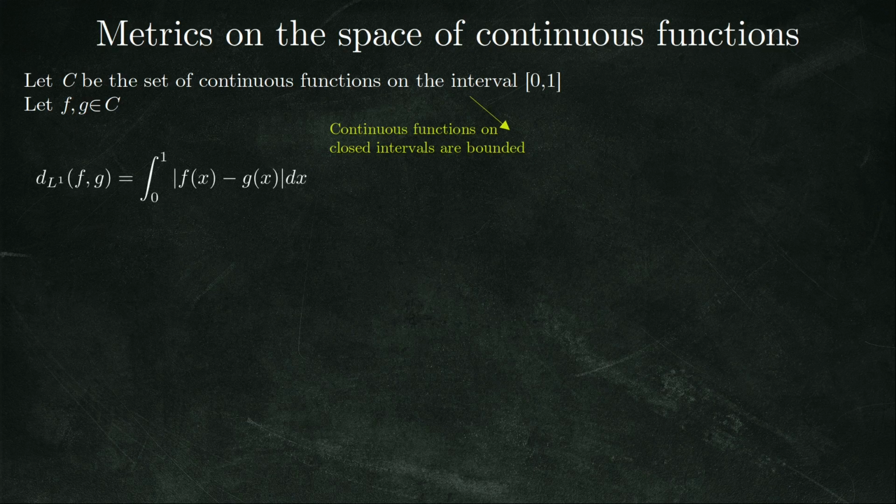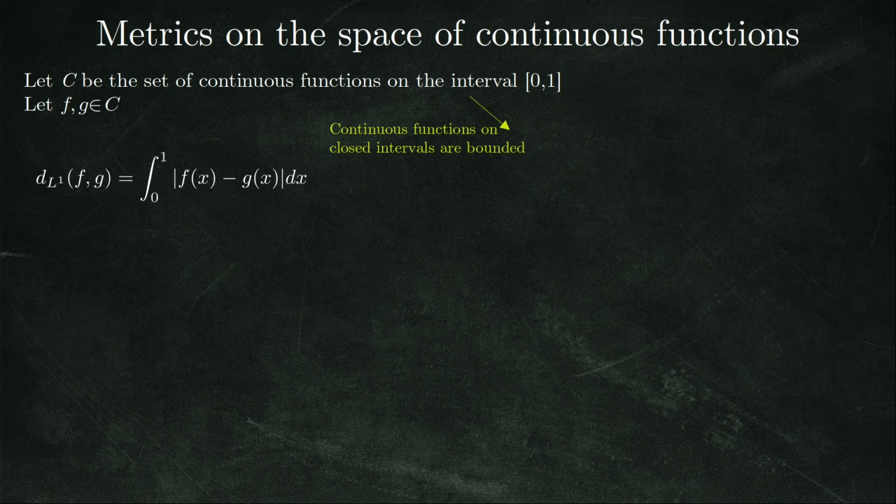So our first metric, called the L1 metric, is we take the absolute value of f minus g and we integrate it over the domain. You may have seen a similar metric when dealing with quantum mechanics, where you take the square of the functions and integrate it. It's a similar metric, slightly different.